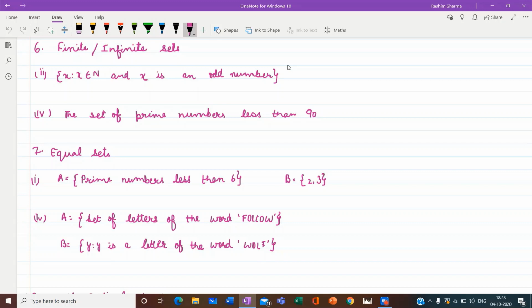Question number 6 is we have to find finite or infinite set. Second part is {x such that x belongs to N, the natural numbers, and x is an odd number}. It means this is a set of odd natural numbers. Now we have unlimited odd natural numbers, so this is an infinite set. Alright, so we will write it as infinite set.